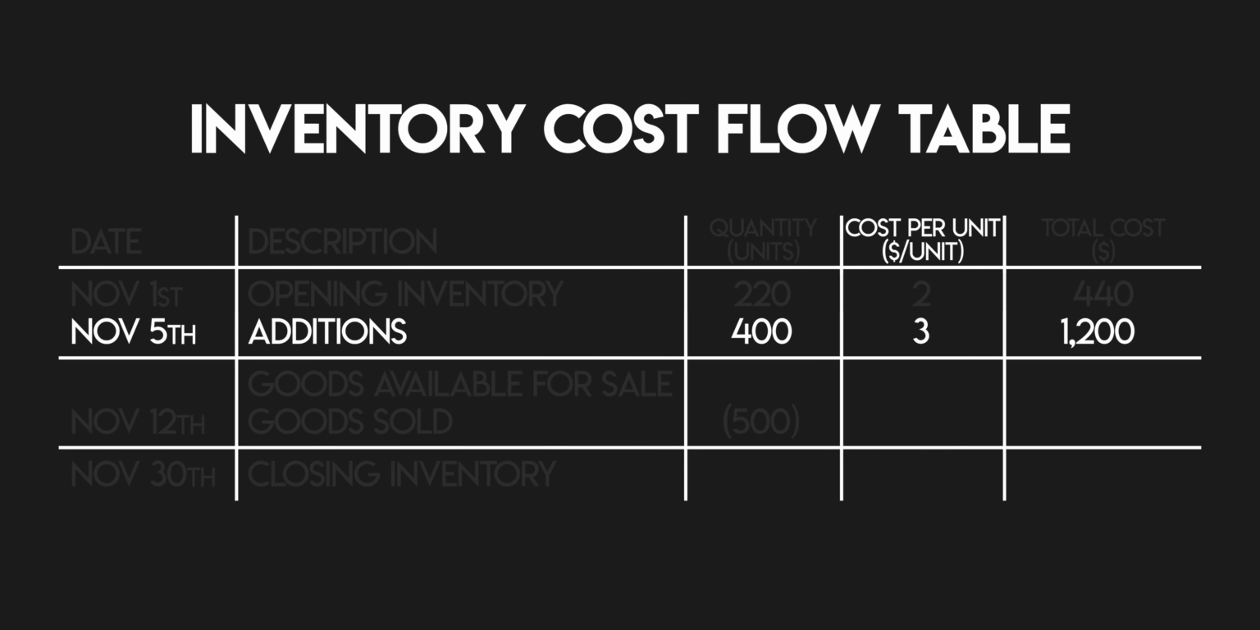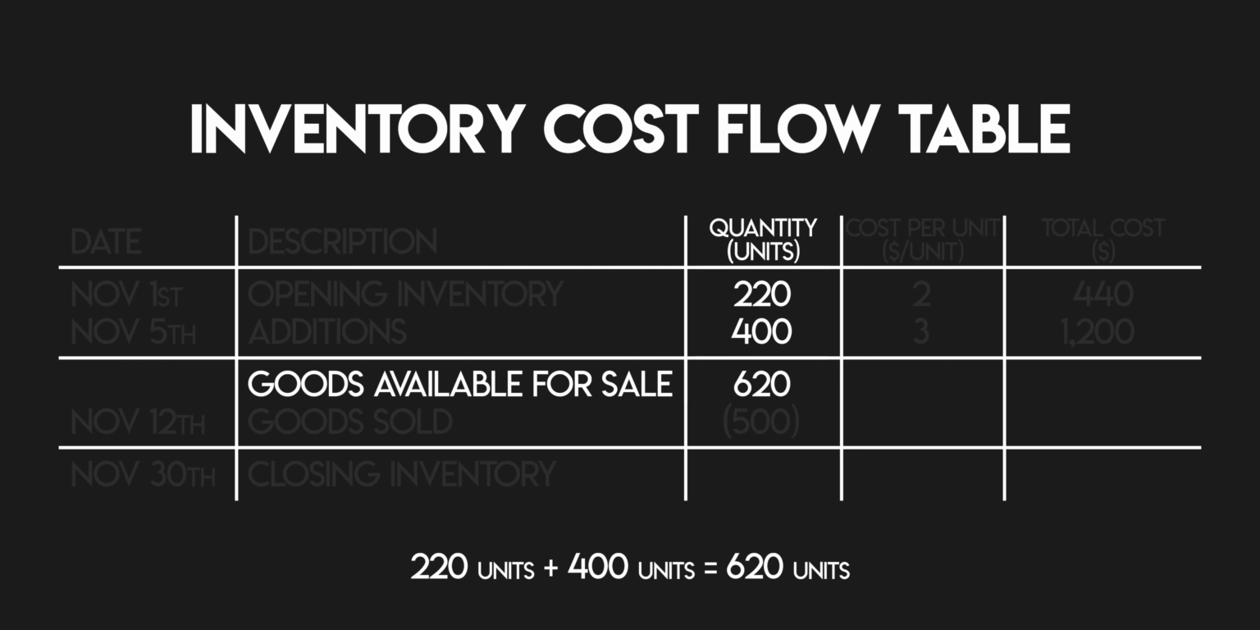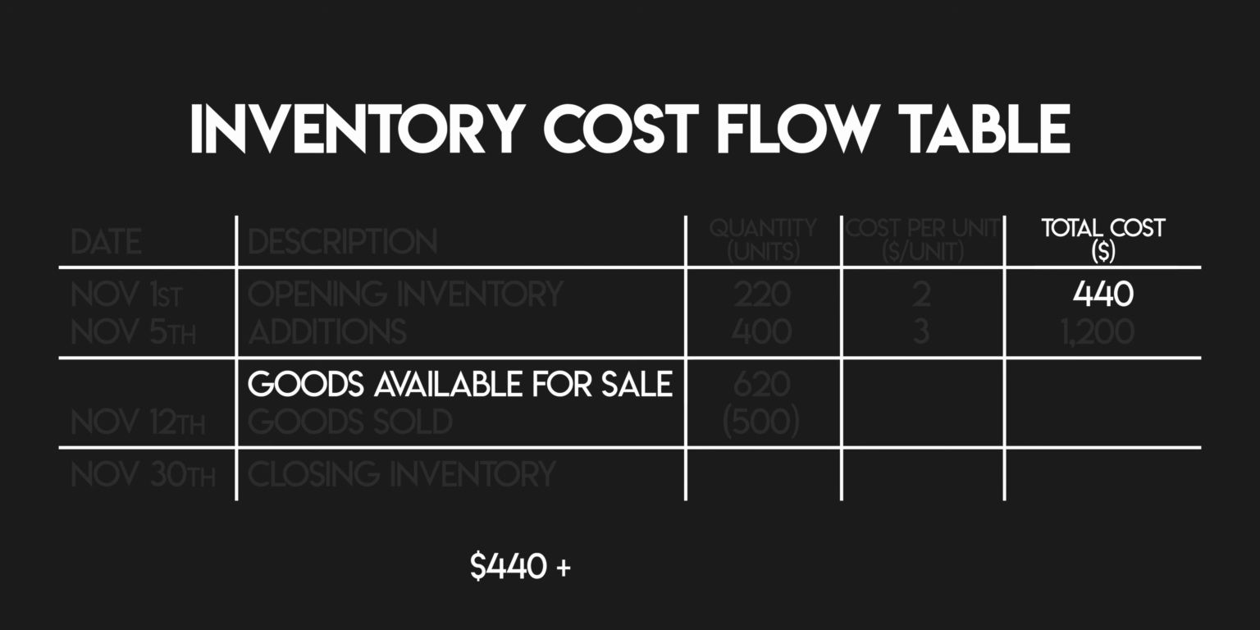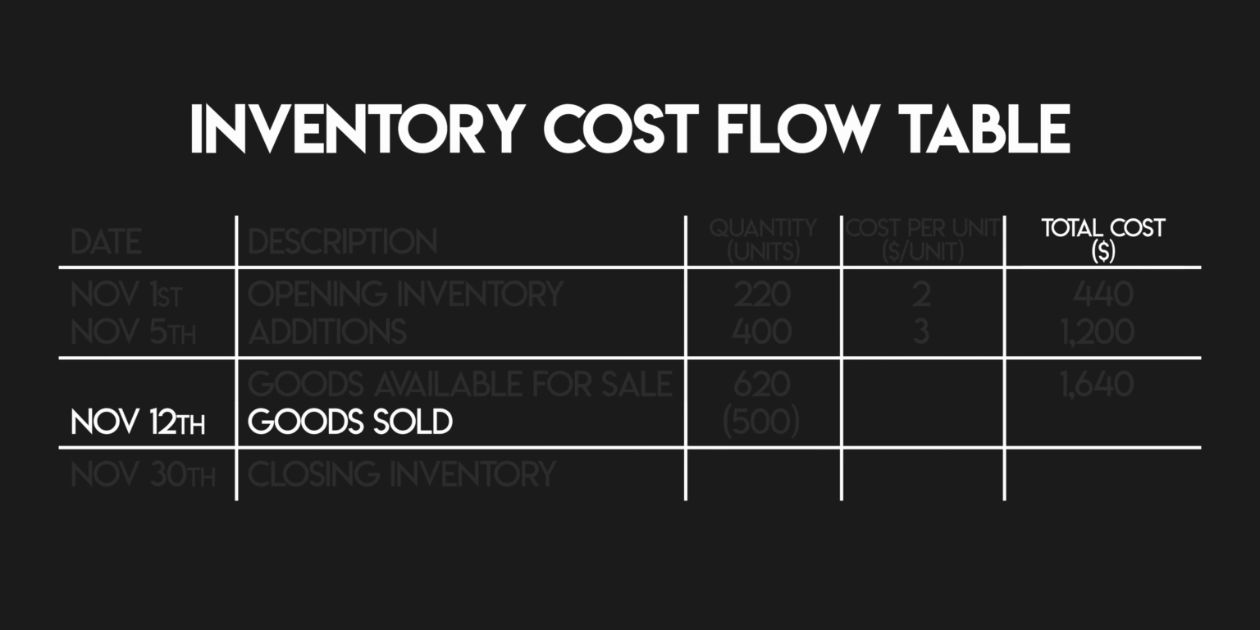Now we can take some subtotals to work out your goods available for sale. 220 plus 400 is 620 units available for sale. And 440 plus 1,200 is $1,640, your total cost of goods available for sale. When using the LIFO or FIFO methods, you can ignore the cost per unit of your goods available for sale, goods sold, and closing inventory. So we can move on and calculate your total cost of goods sold.